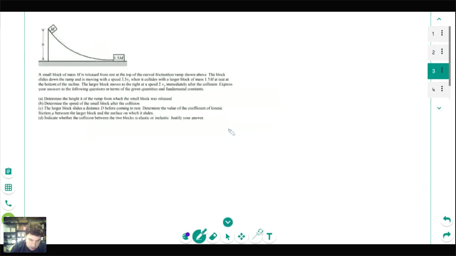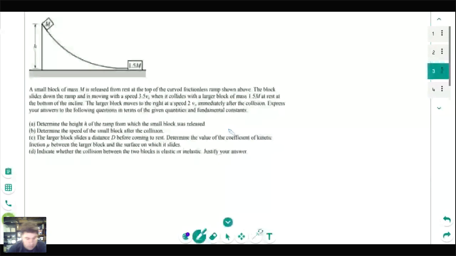There we go. A small block of mass m is released from rest at the top of the curved frictionless ramp as shown above. The block slides down the ramp, moves with speed 3.5 v0 when it collides with a larger block of mass 1.5 m, which is at rest at the bottom of the incline. The larger block moves to the right at a speed of 2 v0 right after the collision. Show all your answers in terms of given quantities and fundamental constants.